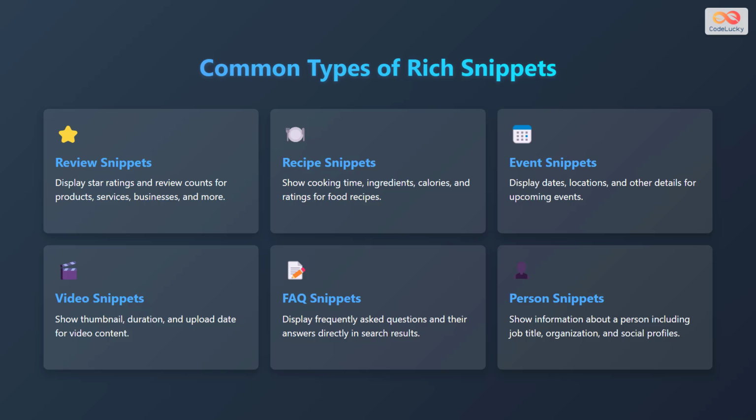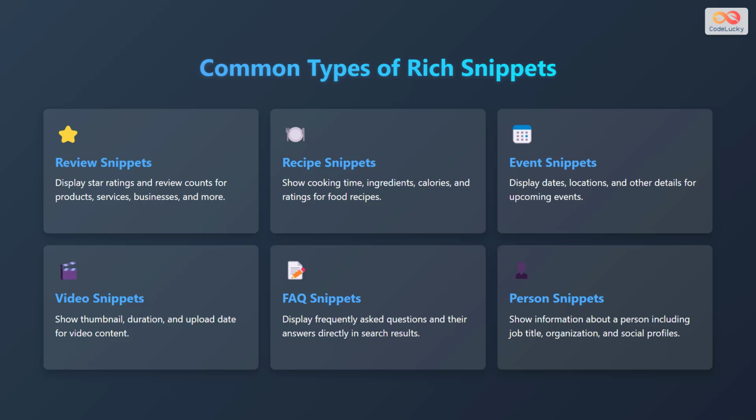Let's explore some common types of rich snippets. First, we have review snippets, which display star ratings and review counts for products, services, businesses, and more. Then we have recipe snippets, which show cooking time, ingredients, calories, and ratings for food recipes. Event snippets display dates, locations, and other details for upcoming events.